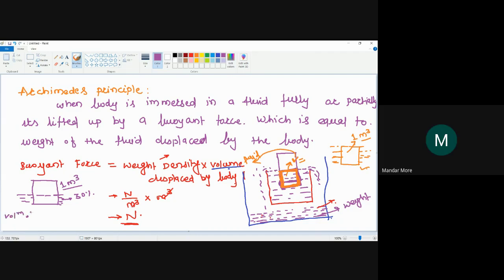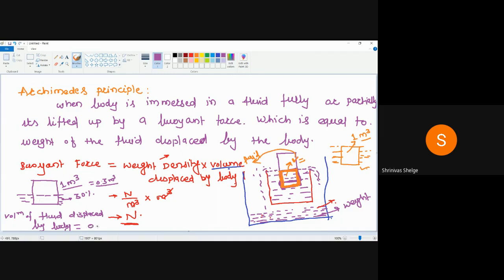So 0.3 meter cube. Yes, the volume of the fluid displaced by the body is equal to how much? Obviously 30% of the body portion is submerged in the fluid. So that means 30% volume. Total volume is 1 meter cube, so the volume of the submerged portion will be 0.3 meter cube. So 0.3 meter cube of the volume of the body is immersed in the fluid, and the same amount of volume gets displaced by the body.